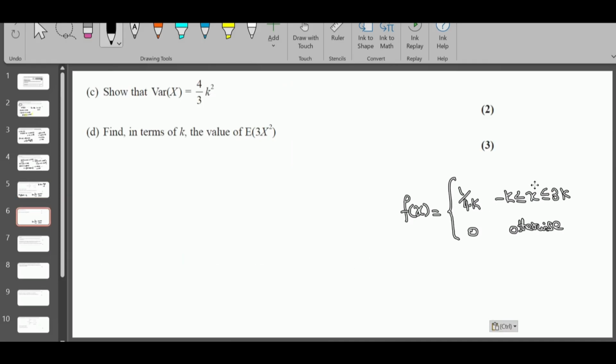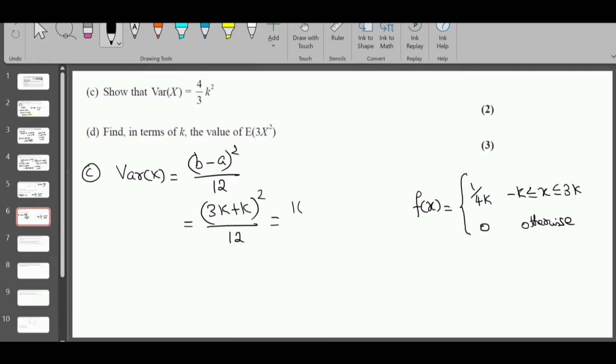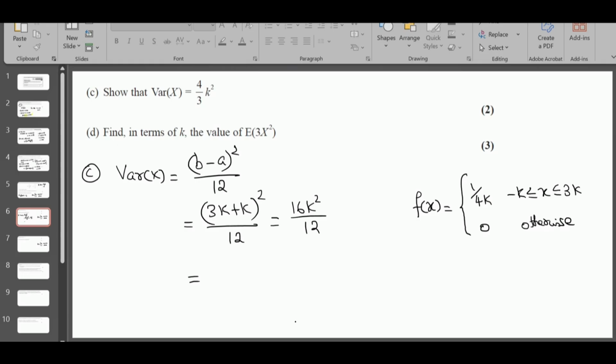So I'm going to put f of x here. Part C, show that the variance of x is this. For variance of x also there is a formula, b minus a whole squared over 12. So b minus minus k, whole squared over 12, which is 4k squared, is 16k squared over 12. So when you simplify this, you are going to get 4 4s are 16, 3 4s are 12. That's all. Let's do part D now.